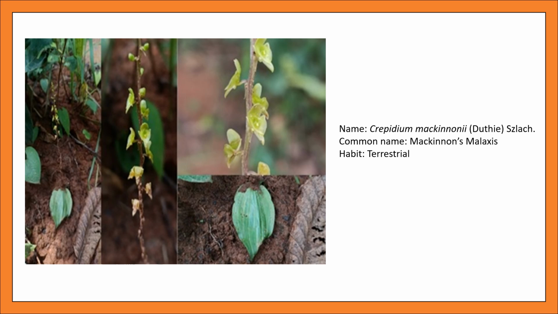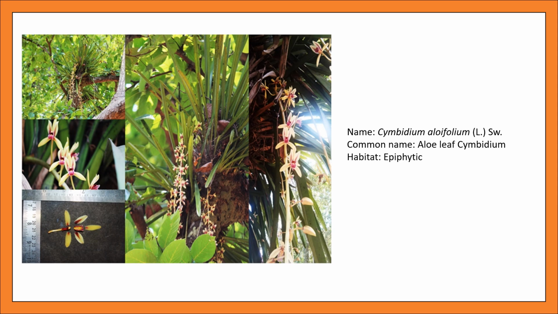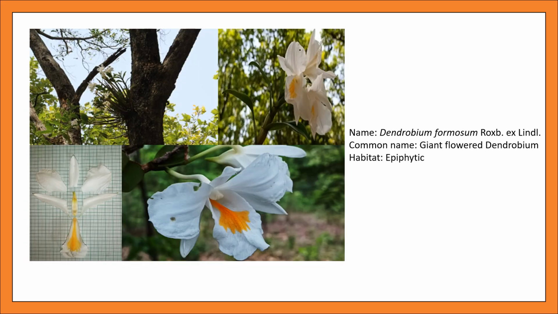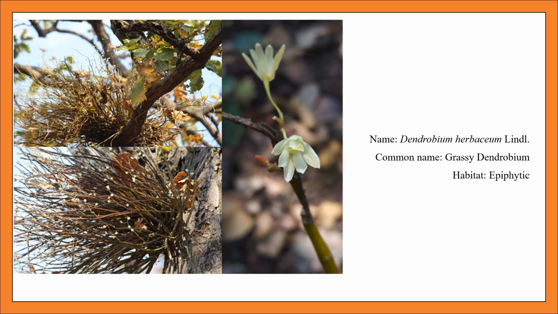Cypripedium, it's a terrestrial orchid species. Cymbidium aloifolium. In Bonai Division, we enumerated two Cymbidium species. This is the one epiphytic. Dendrobium crepidatum. This is another species of Dendrobium, again an epiphytic species. It is Dendrobium formosum or large flowered Dendrobium, again epiphytic. It is Dendrobium herbaceum. Usually it grows on the trunk of Shorea robusta in Bonai Forest Division.